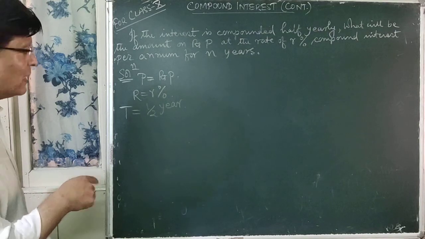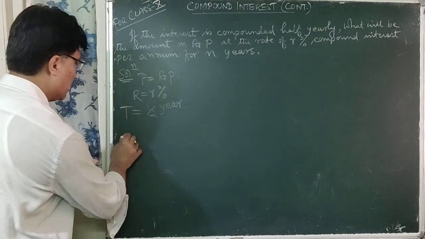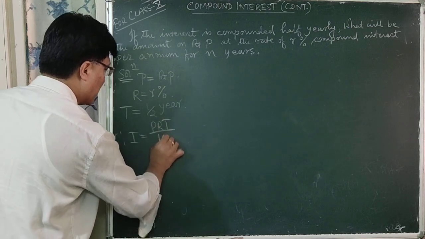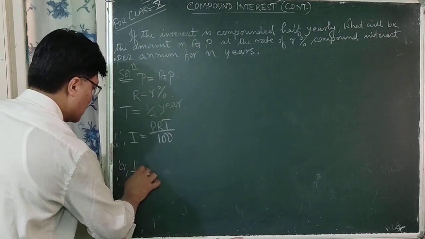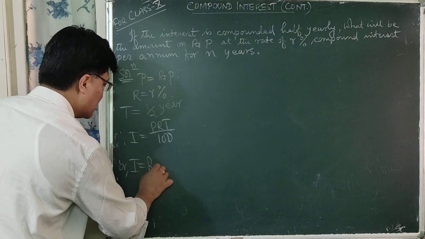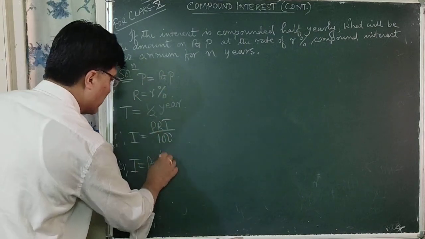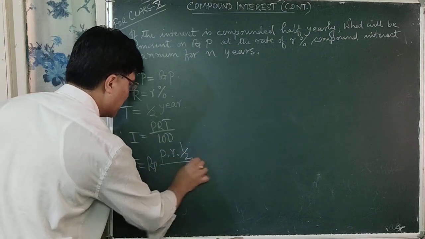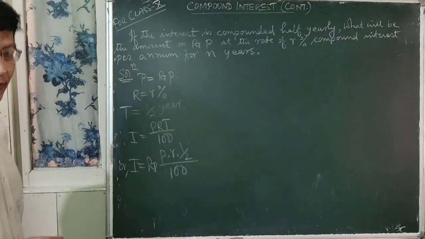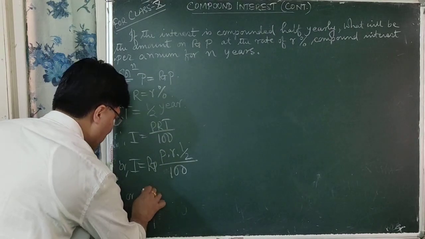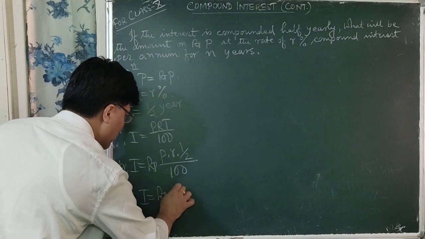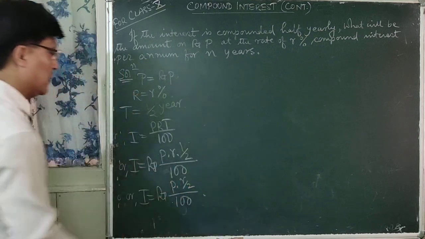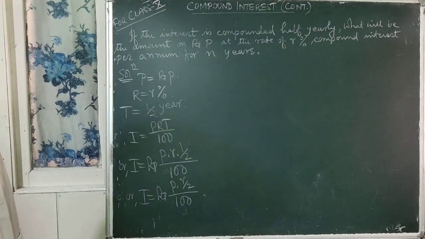So let us calculate its interest after half year. You know the formula, I is equal to PRT upon 100, right? So I is equal to rupees, what is the principal here? Small p into what is the rate? Small r. What is the time? It is half, divided by 100, right? So what is I now? I is equal to rupees p into r by 2 divided by 100. So this is the interest after 6 months.